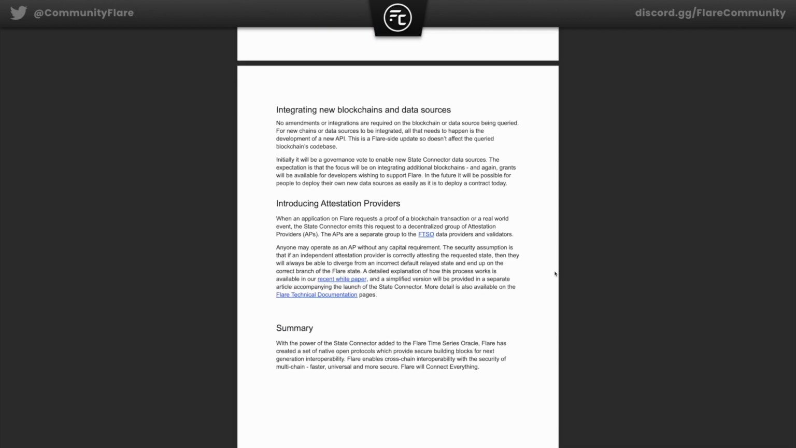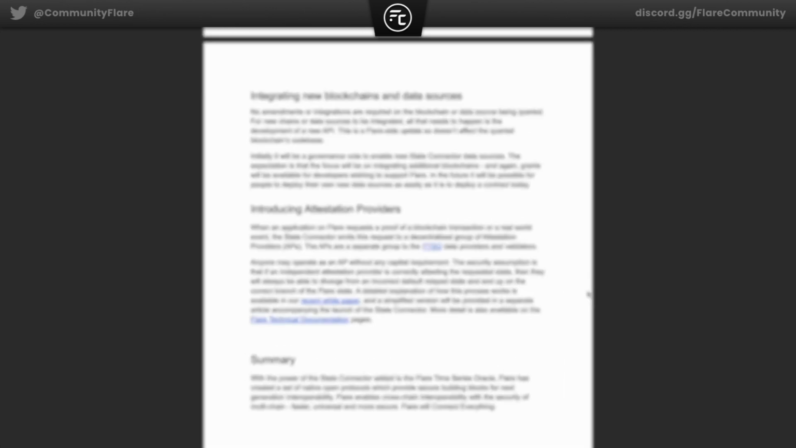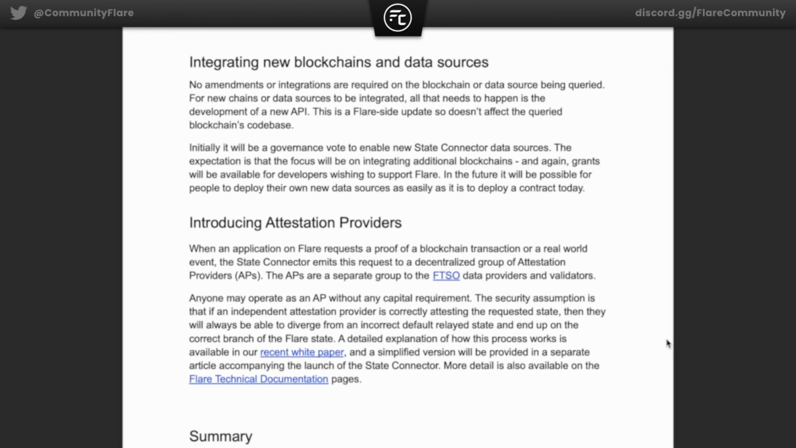So here we go, we're on the last page now. Thank you for bearing with me. Let's talk about integrating new blockchains and data sources. No amendments or integrations are required on the blockchain or data source being queried. For new chains or data sources to be integrated, all that needs to happen is the development of a new API. This is a Fleur side update, so doesn't affect the queried blockchain's code base.